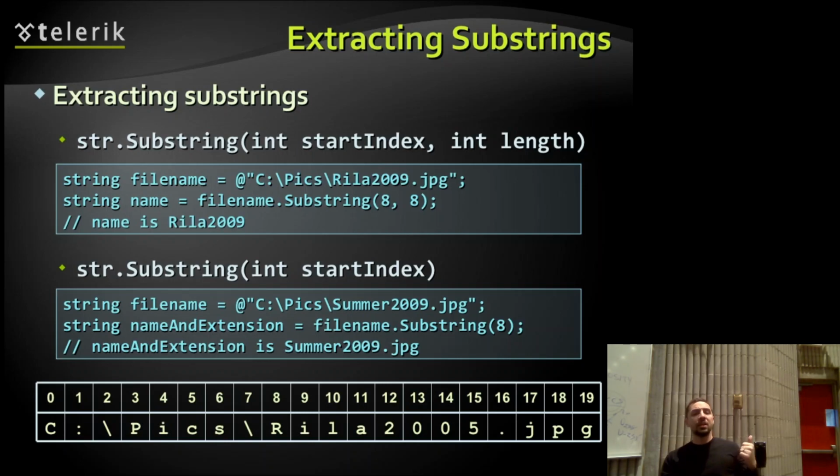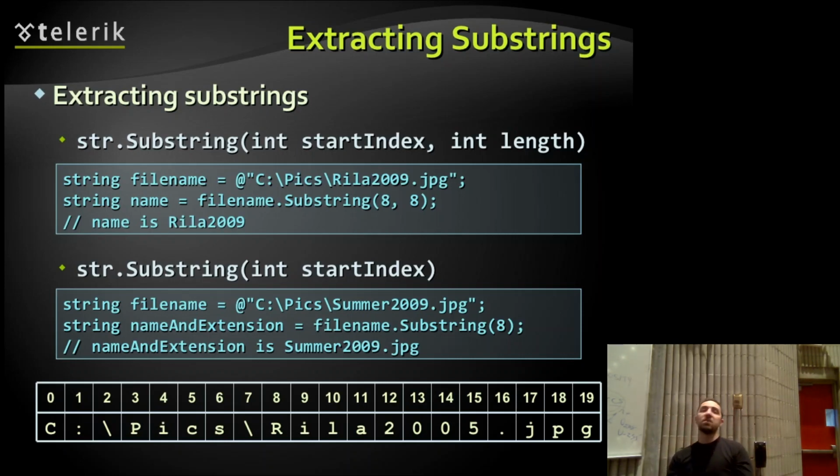So here you can see what the substring function looks like. It returns a brand new string. It does not alter the string that it's operating on, so file name is not modified by using the substring operator. You just give it a start index and a length. So starting at position 8, get me 8 characters. If you count out the position in C:/PICS/, R is the 8th character, index 8. And then get 8 characters, so RILA2009 gets the file name.